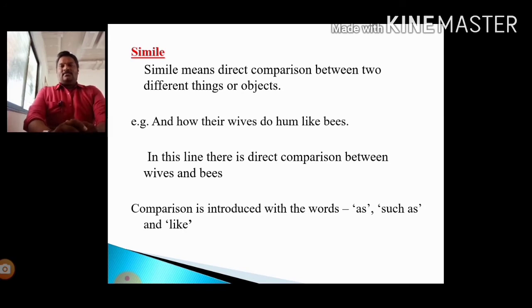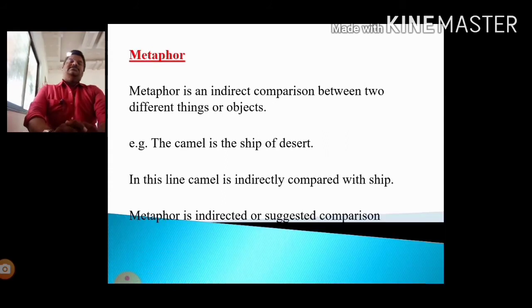Once again, carefully notice the example. And how their wives do hum like bees. In this line, you will observe there is a use of the word like, and this is the direct comparison between wives and bees. Wives are like bees. This is a direct comparison. That is simile. Next figure of speech is metaphor.